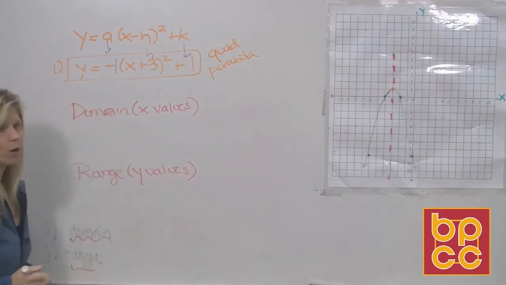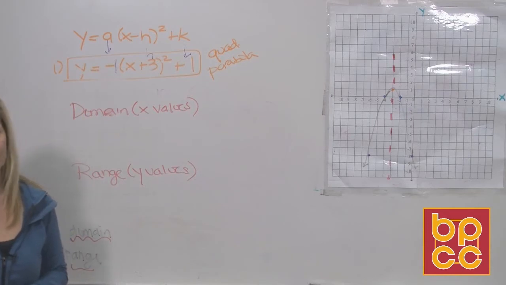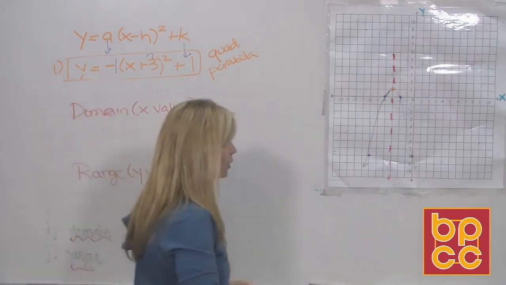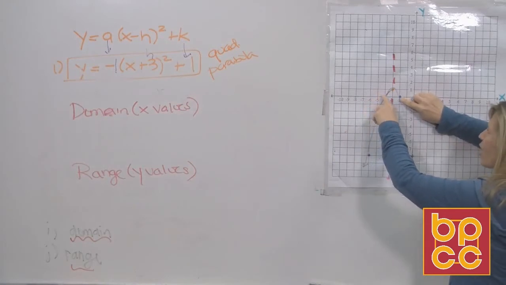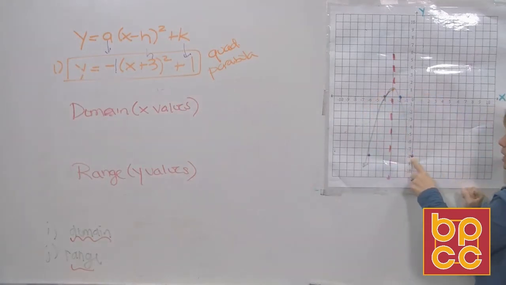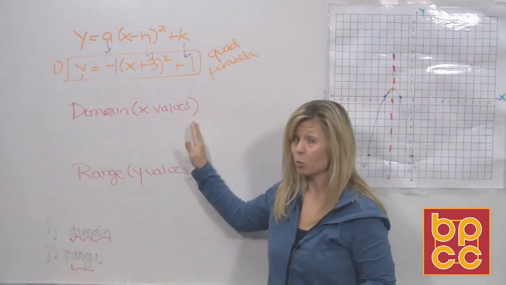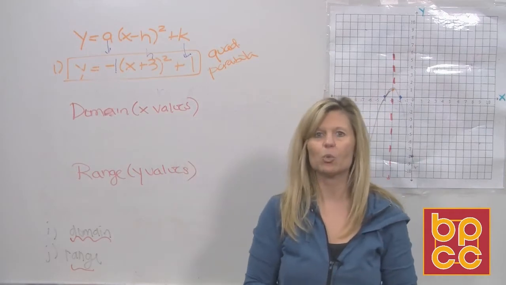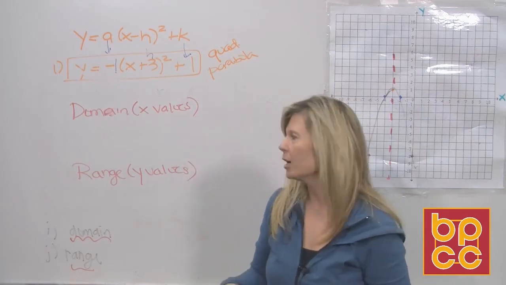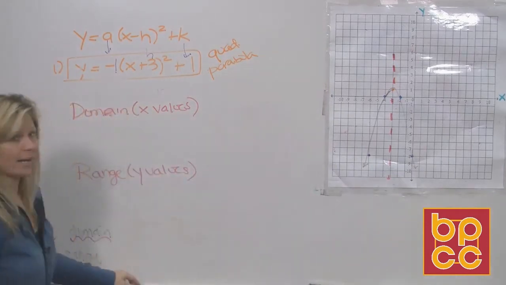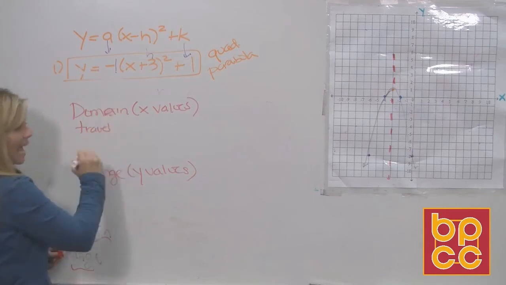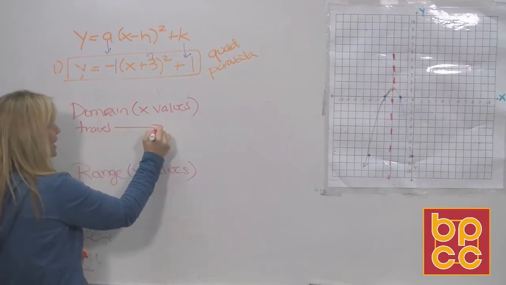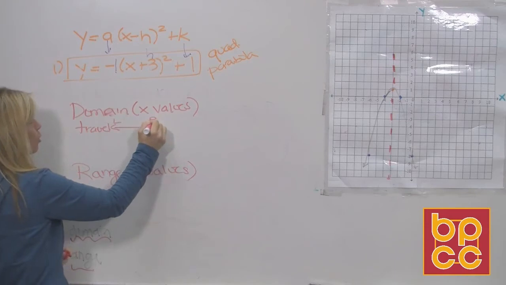Now, these words do not mean the same thing as x-intercepts and y-intercepts. Everybody come look at this picture. These 2 points are sitting on the x-axis. They are x-intercepts. This point is sitting on the y-axis. This is a y-intercept. That is not what these words mean. These words have to do with traveling. Okay? When you ask the domain of a picture, a graph, you're asking me to travel the x-axis. And when you travel the x-axis, you move left to right.